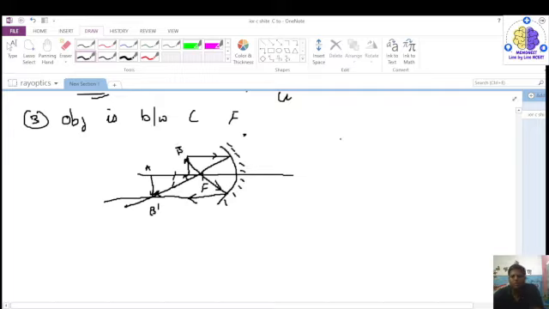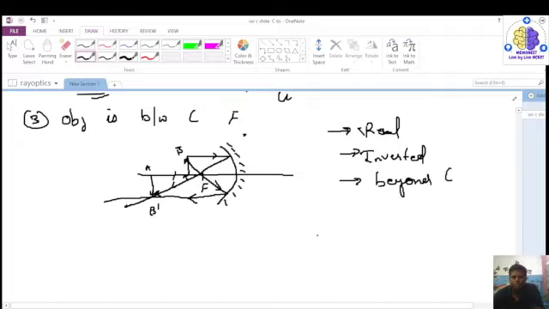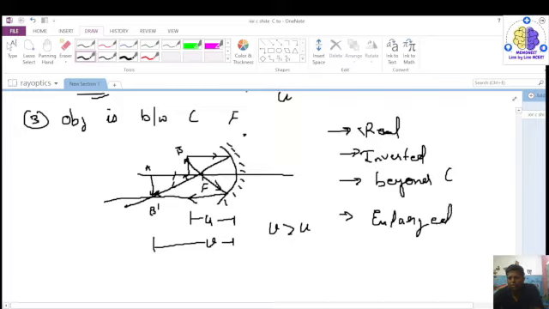What we find from here is, if we write the characteristics of the image, again it is a real image, and it is inverted, and it is formed beyond center of curvature. And if we talk about size, this is the object distance and this is the image distance. What we find is that image distance is greater than the object distance, therefore the image formed will be enlarged. That is, the image will be of larger size as compared to that of the object, right?